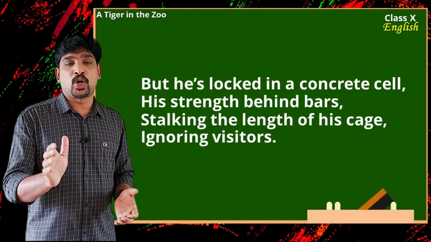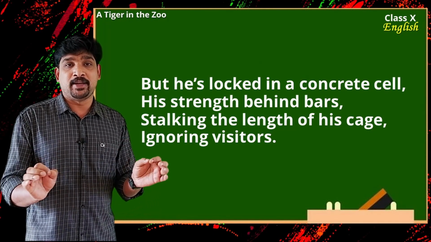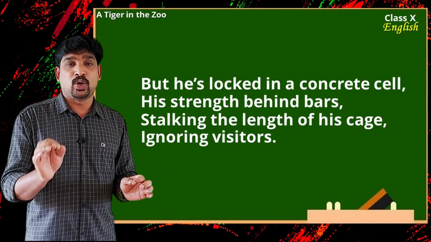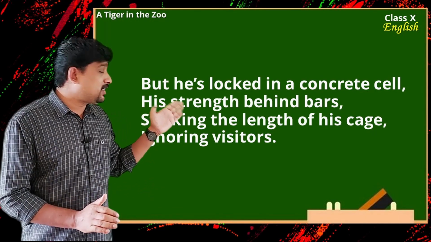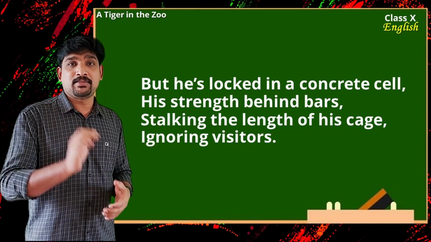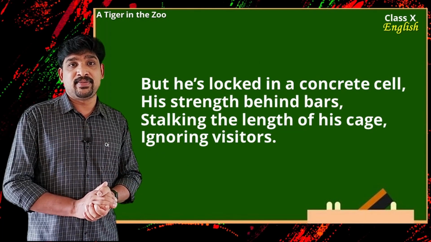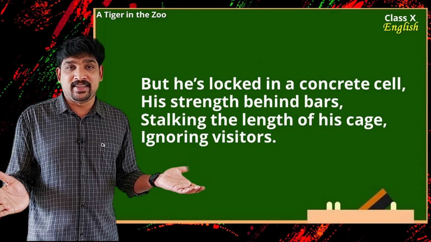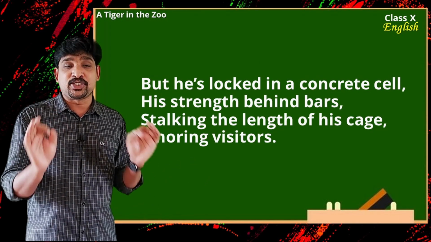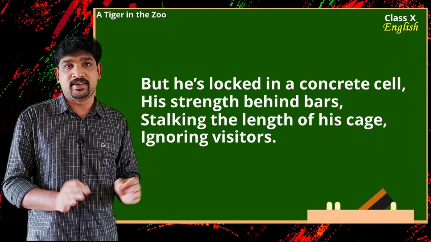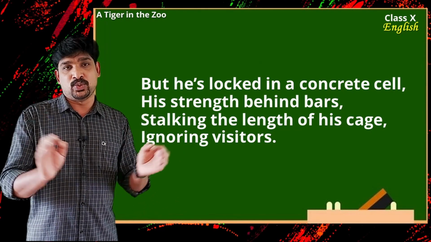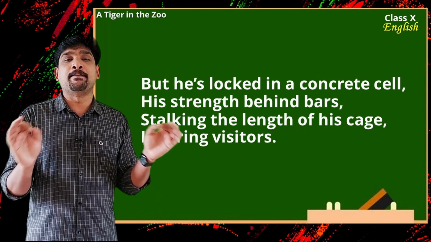But he is locked in a concrete cell, his strength behind bars, stalking the length of his cage, ignoring visitors. In this fourth stanza of the poem, the poet comes to the reality of the tiger's life in the cage. What is that reality? It is nothing but that he is caged, he is confined, his movements are limited, he cannot do what he could, his strength is imprisoned.